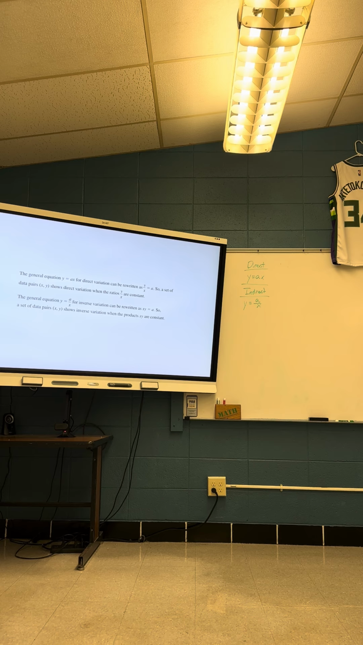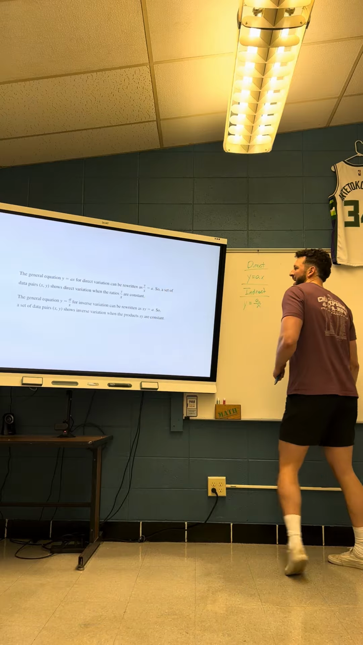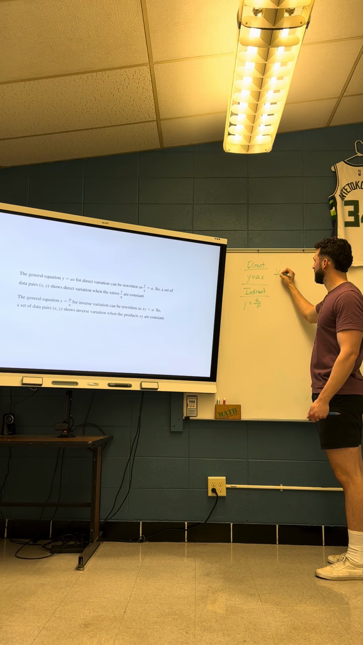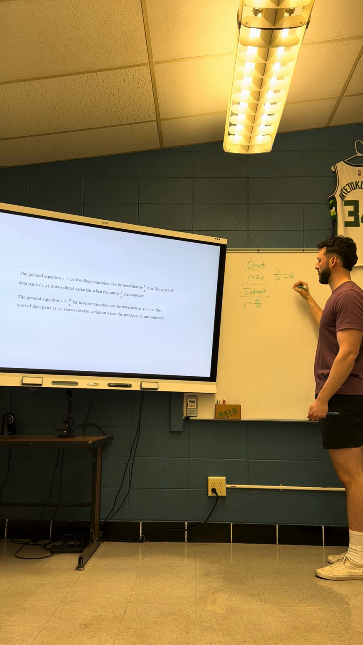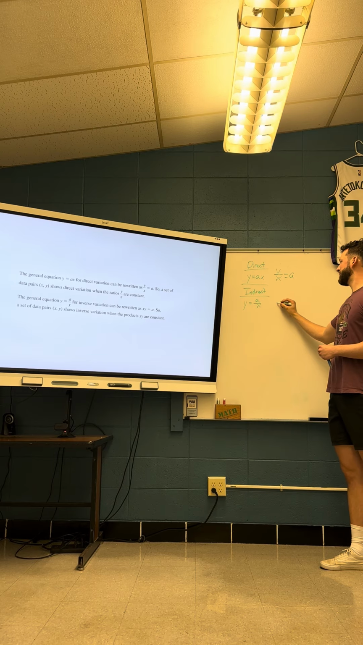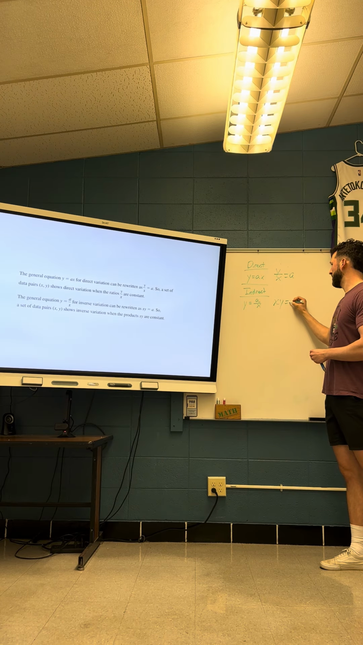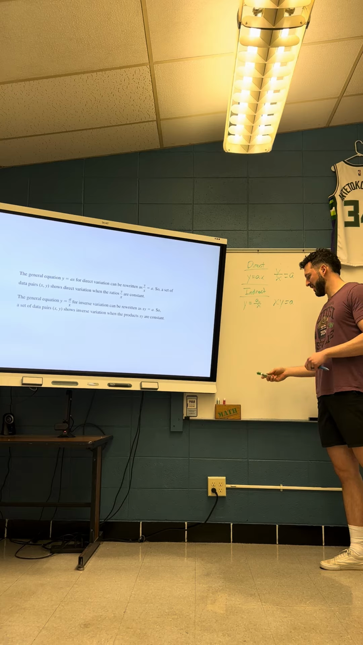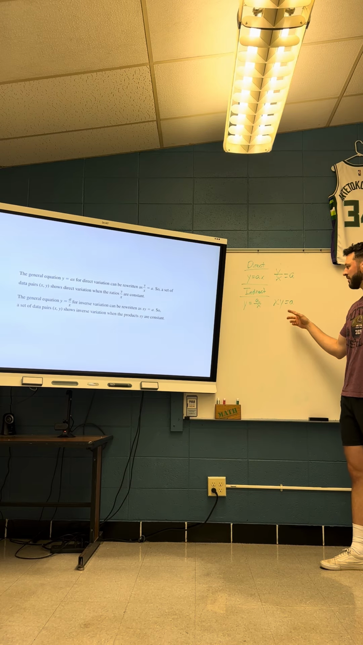So the next thing, the general equation y equals a times x for direct variation can be rewritten as y divided by x equals a. Similar for indirect, this can be rewritten as x times y equals a. All right, so when we're given a data point, in order to find a, that's what we're going to do.